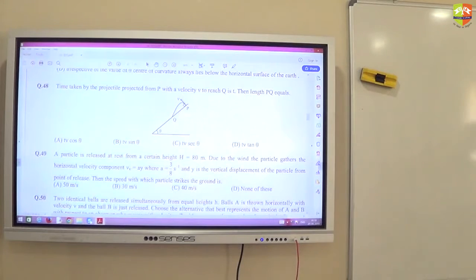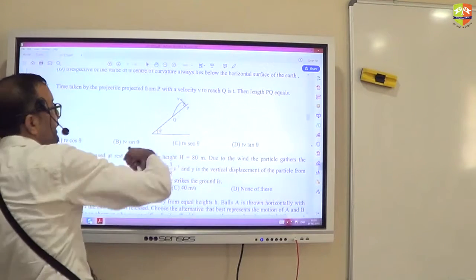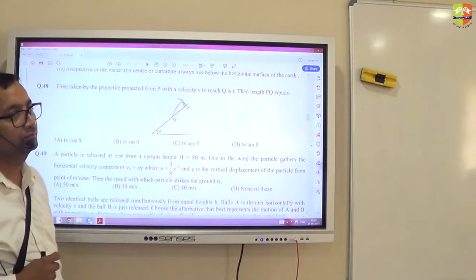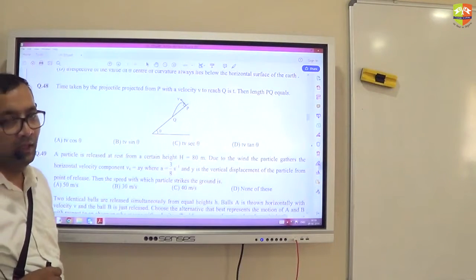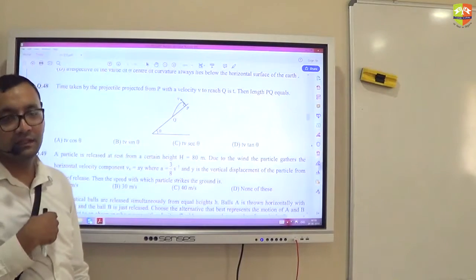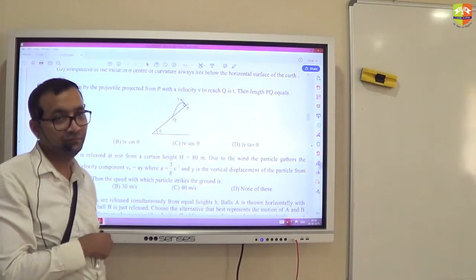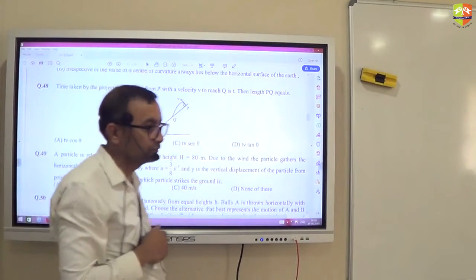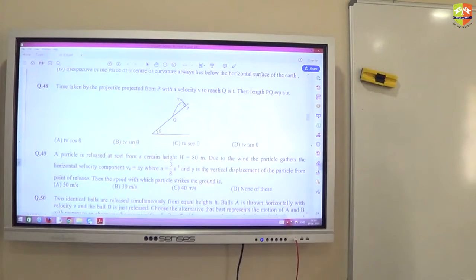See, you need to understand, if you take this as your x-axis and that as your y-axis, the initial velocity along the x-axis is 0. Acceleration along the x-axis is g sin theta. g is downward, and this component is g sin theta. Displacement along the y-axis is 0 between P and Q.